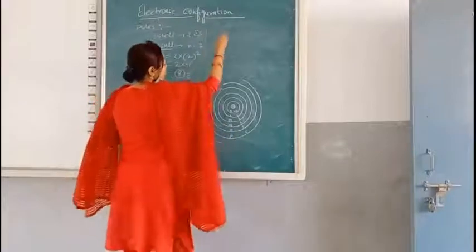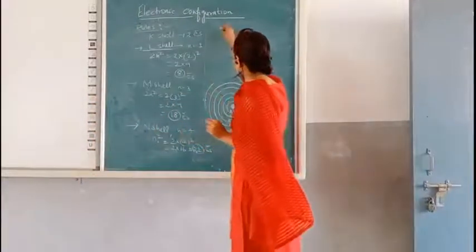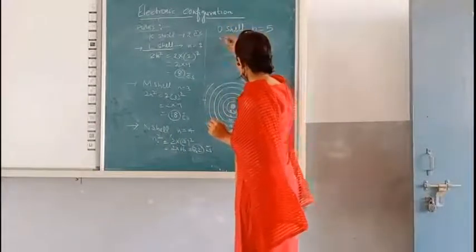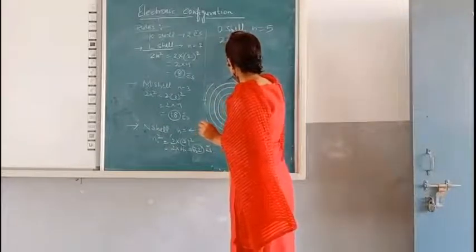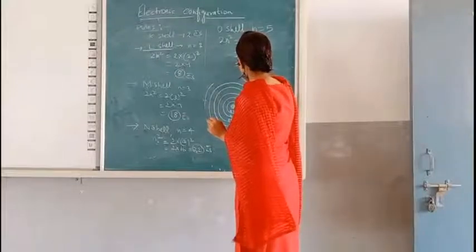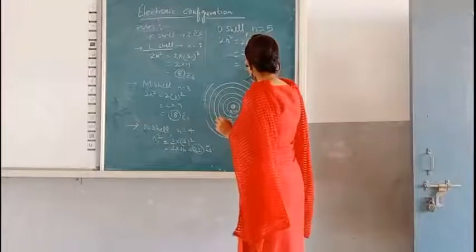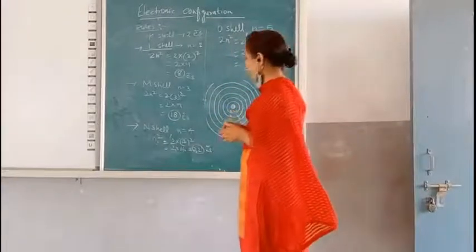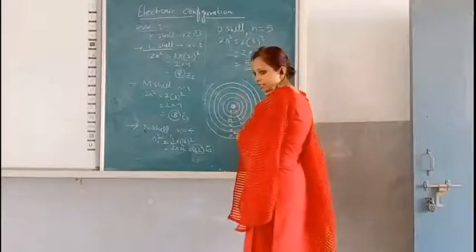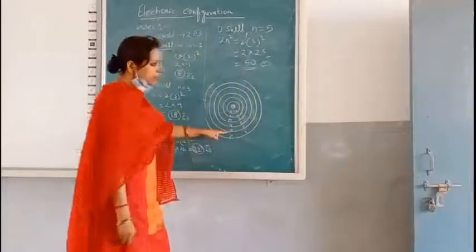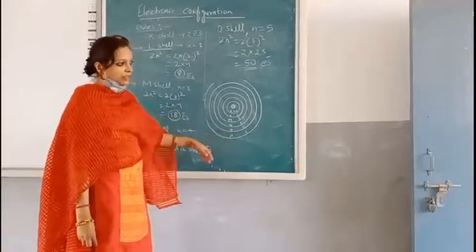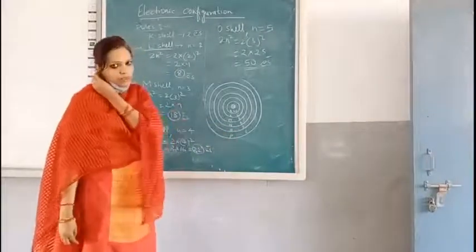Similarly, we can see for the next shell number, that is the 5th shell, the O shell. The O shell where n is equal to 5, and here we will see 2 into 25. So you can see here a total of 50 electrons can be accommodated in the O shell. Likewise, by using this formula of 2n square, you can calculate the maximum number of electrons which can be accommodated in the P shell and other successive higher energy levels.